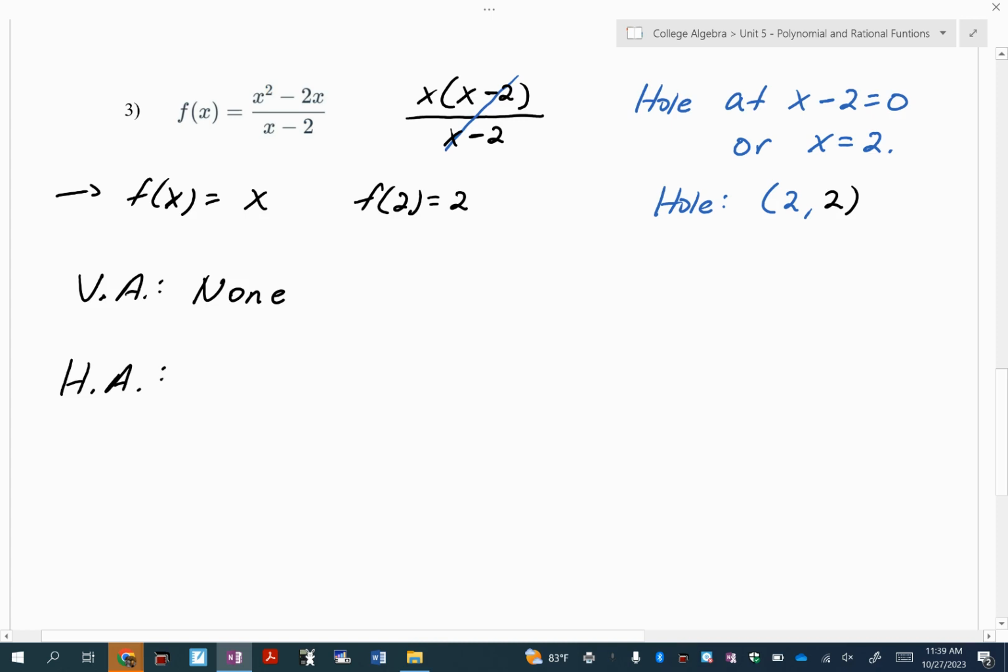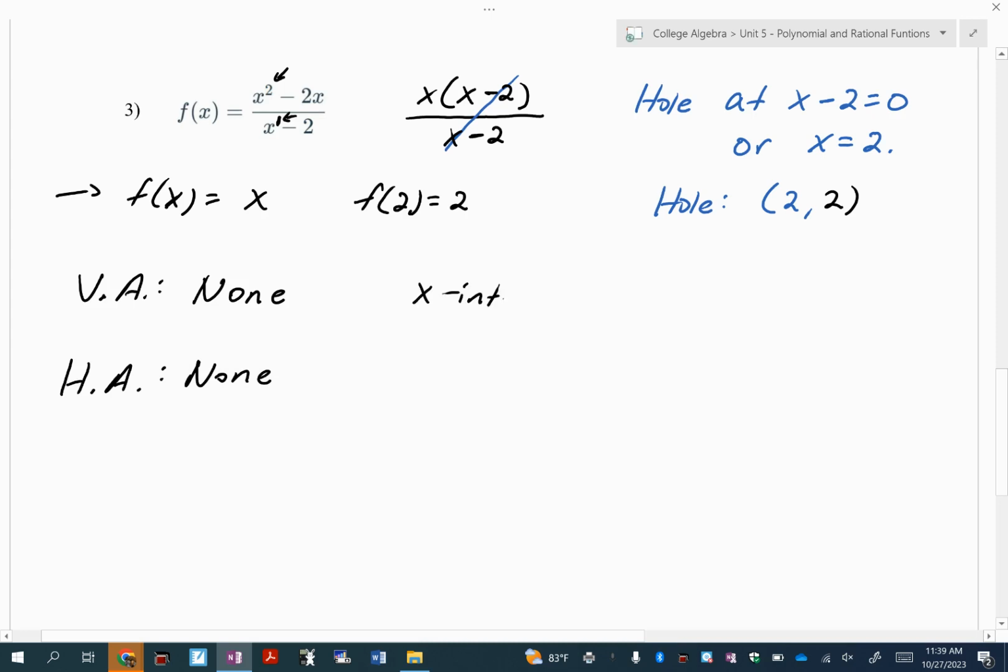For horizontal asymptotes, if you go back to the original, the degree in the top is 2, the degree in the bottom is a positive 1. When the degree of the numerator is greater than the degree of the denominator, you do not have a horizontal asymptote. So you write none as well.